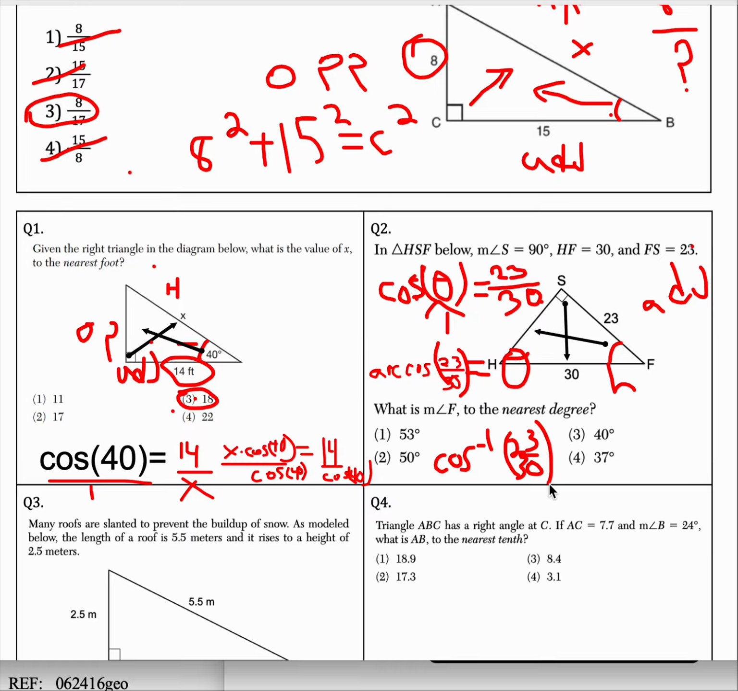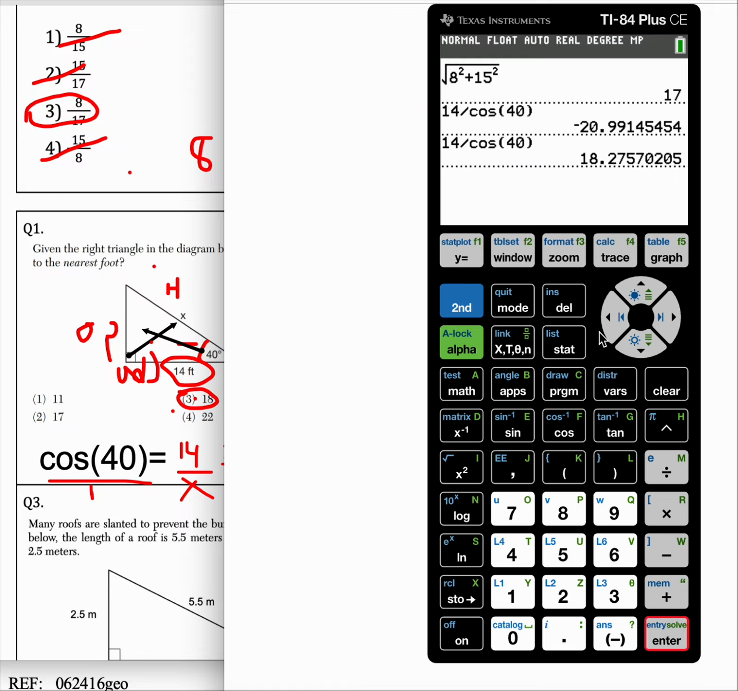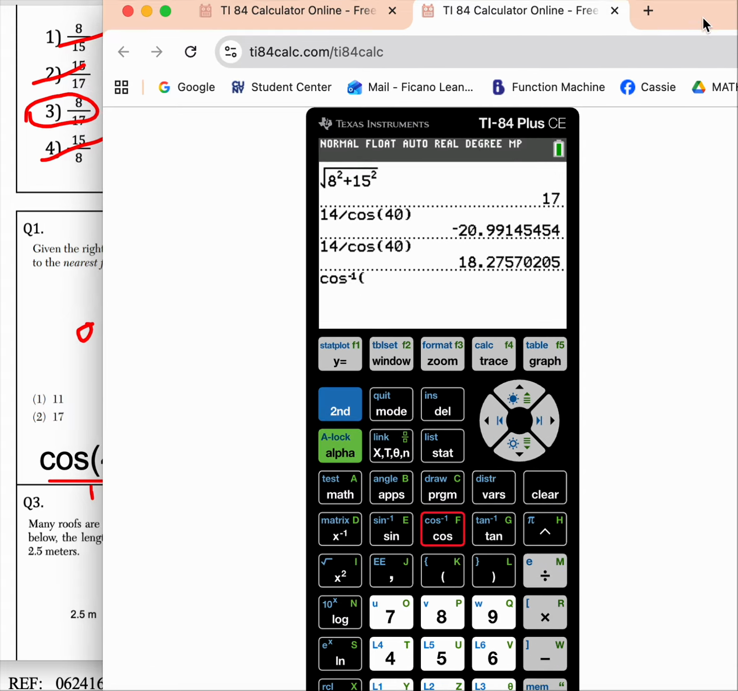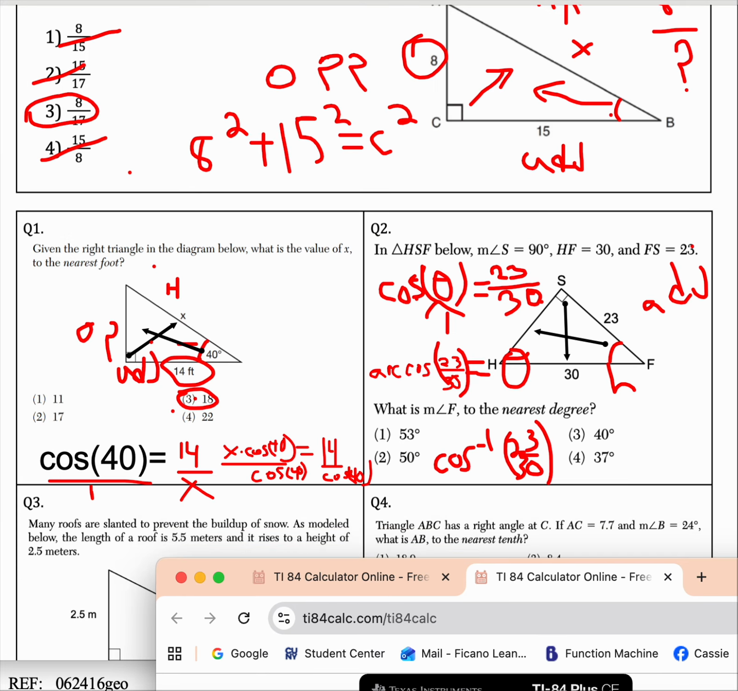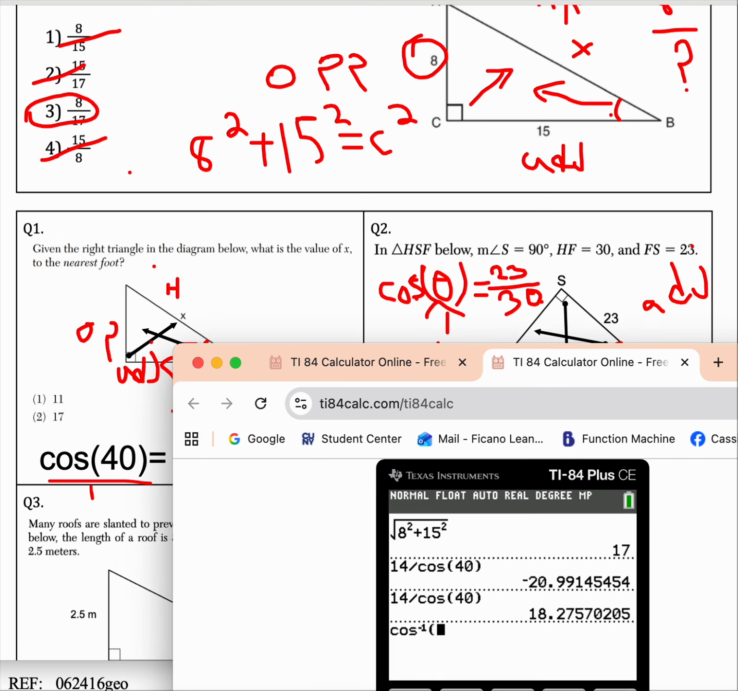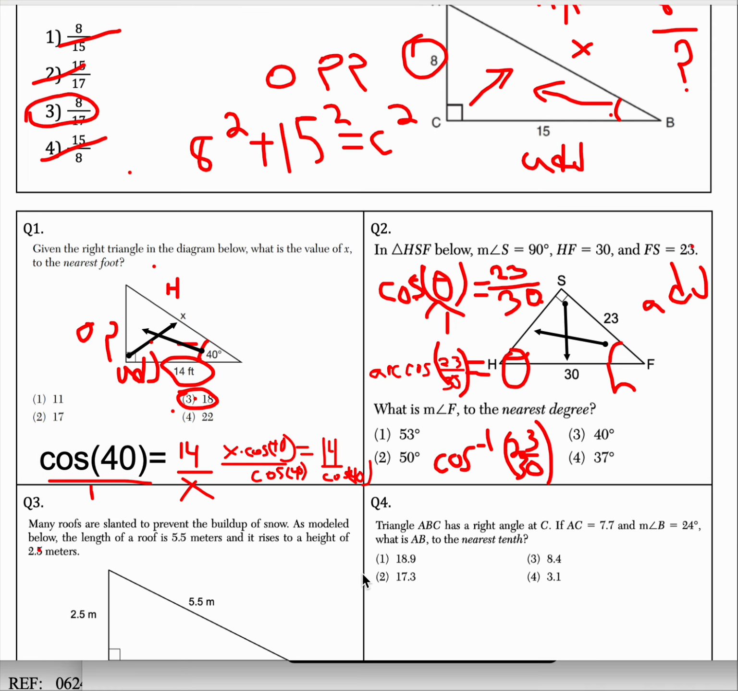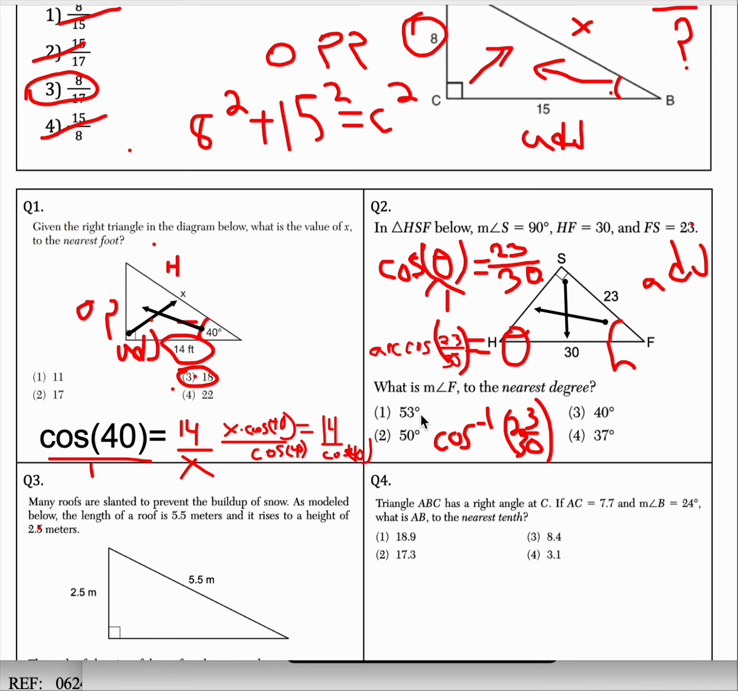And that equals theta. All right, so let's go to our calculator and do second cosine to get our inverse, right? And then we're going to do adjacent over hypotenuse, 23 over 30. Okay, and that is 39.94, and we find F to the nearest degree. 39.9 to the nearest degree is 40 degrees.